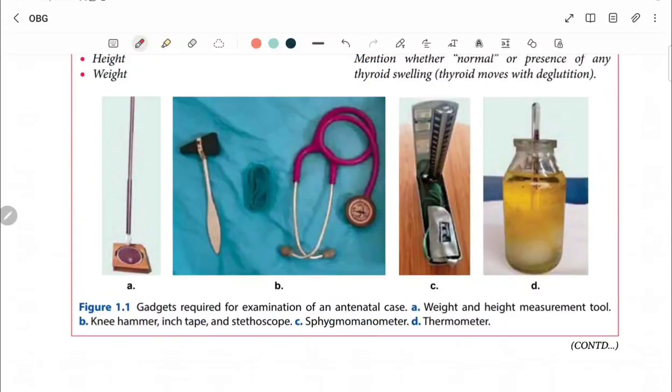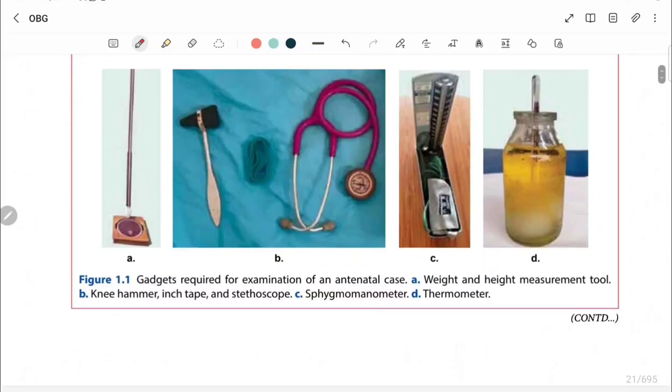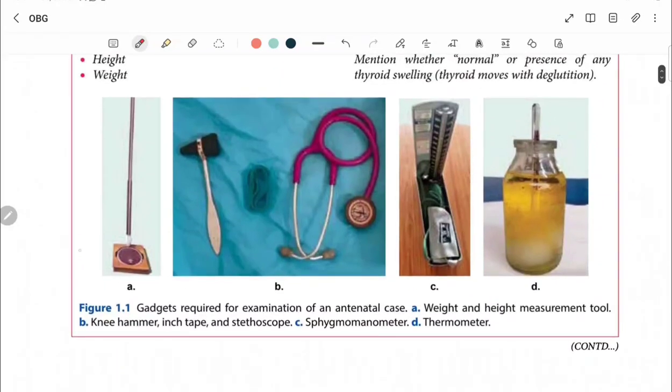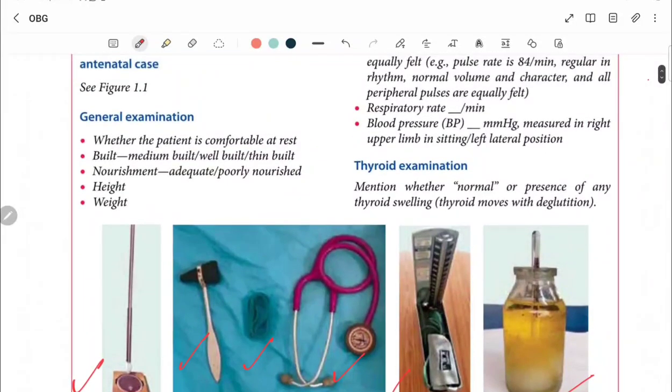So, the basic gadgets required for examination of an antenatal case. One is the weight and height measurement tool, and in figure B you can see the knee hammer, the inch tape, stethoscope, sphygmomanometer and thermometer. So these are the basic gadgets you'll be requiring for the examination of an antenatal case.